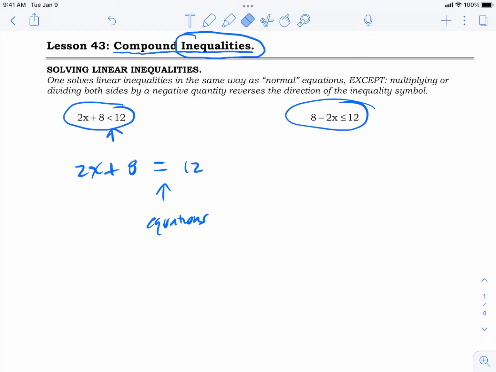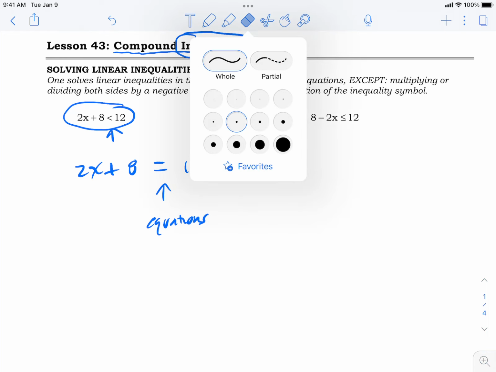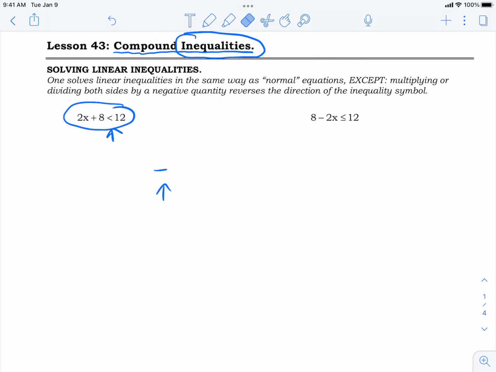So anyway, that says 2x plus 8 is less than 12. That says 8 minus 2x is less than or equal to 12. Okay, and let's erase some stuff and start working on this stuff. Okay, so that's all we mean by an inequality. The compound part of inequality means we're gonna end up considering like two at a time or something. But before we do compound, let's just do some standard straight inequalities.